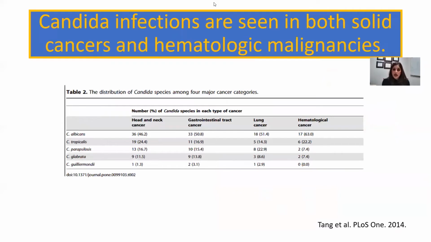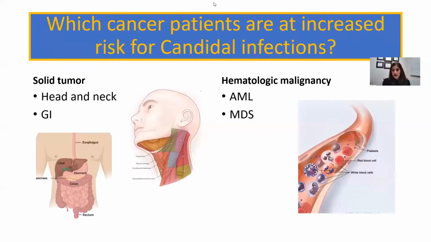Candida infections are seen in both solid cancers and hematologic malignancies. This paper looked at cancer patients from 2009 to 2012 and identified candidemia episodes and found that most of the infections were seen in head and neck cancers, followed by GI malignancies, lung cancers, and then hematologic malignancies. So again, we will frequently see candidal infections in both solid tumor and hematologic malignancies. In solid tumors, we'll see them most of the time in head and neck, as well as GI malignancies, probably representing where Candida is a colonizer and then becomes an opportunistic pathogen at these sites. As far as hematologic malignancies, they are most often seen in those that result in profound and prolonged neutropenia.